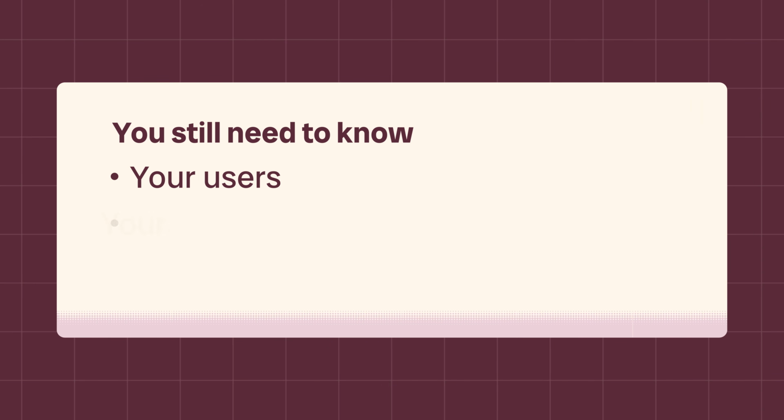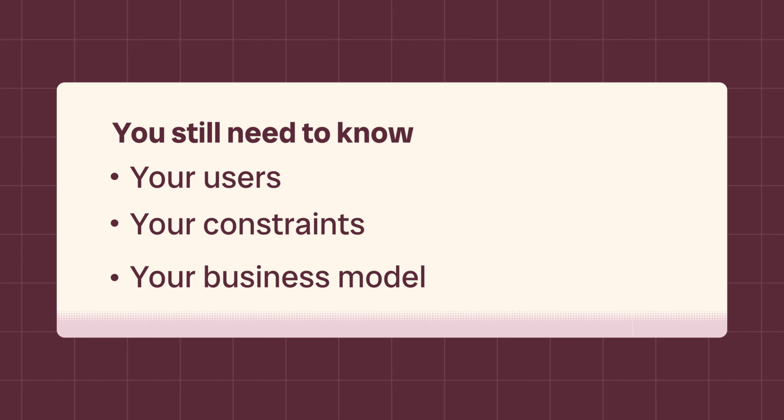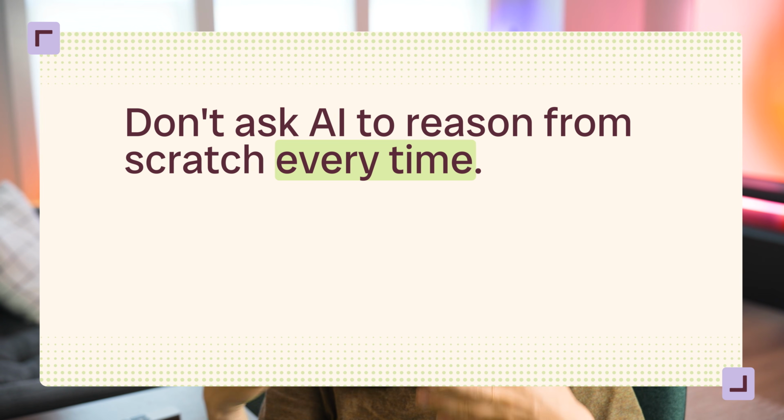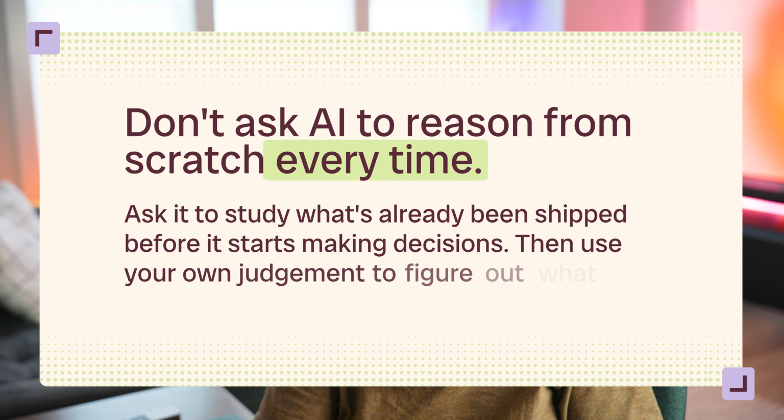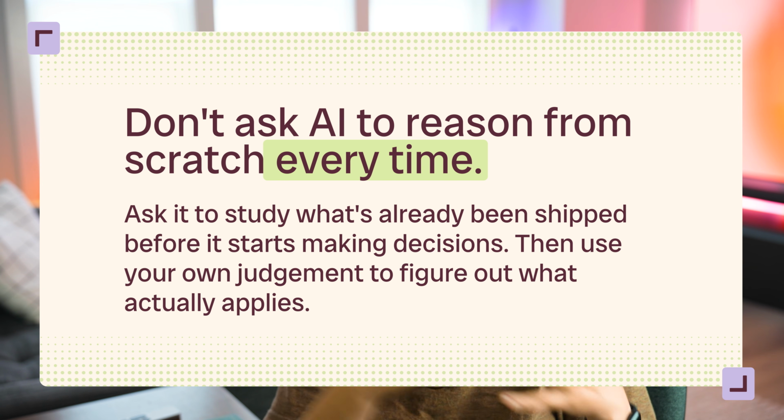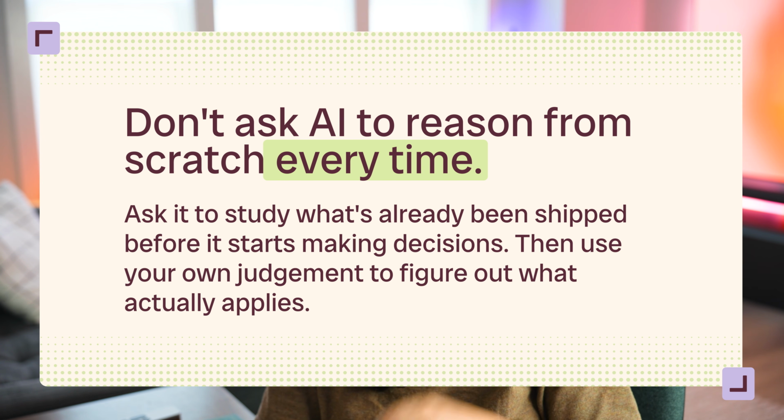One thing worth saying is that this doesn't remove the design work. Better references don't automatically mean better decisions, because you still need to know your users, your constraints, your business model, and a pattern that works really well for, say, Revolut might be completely wrong for your app. But what the Mobbin MCP does is get you to informed inputs faster. So what you do with those inputs is still on you. So here's what I want you to take away from this. Don't just ask AI to reason from scratch every time. Give it references and then ask it to study what's already been shipped before it starts making decisions. Then you can use your own judgment to figure out what actually applies and works for you.